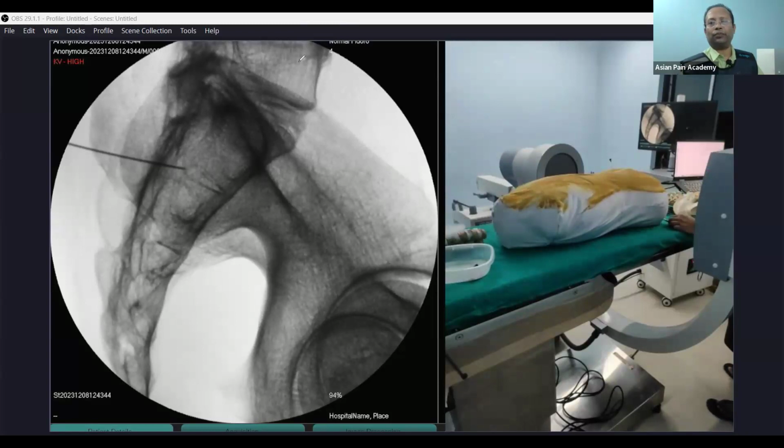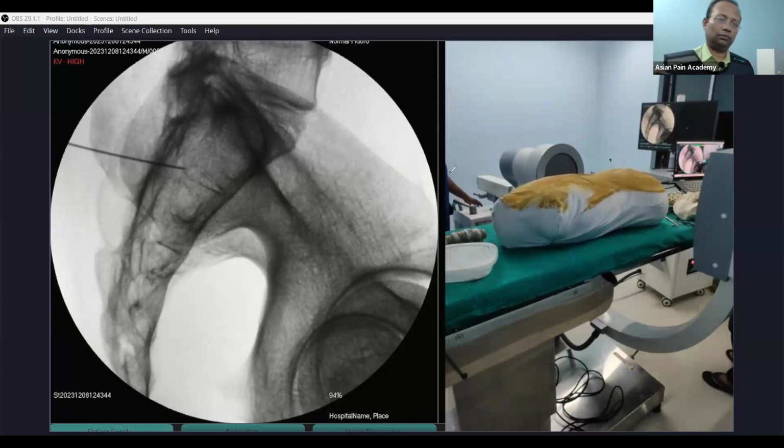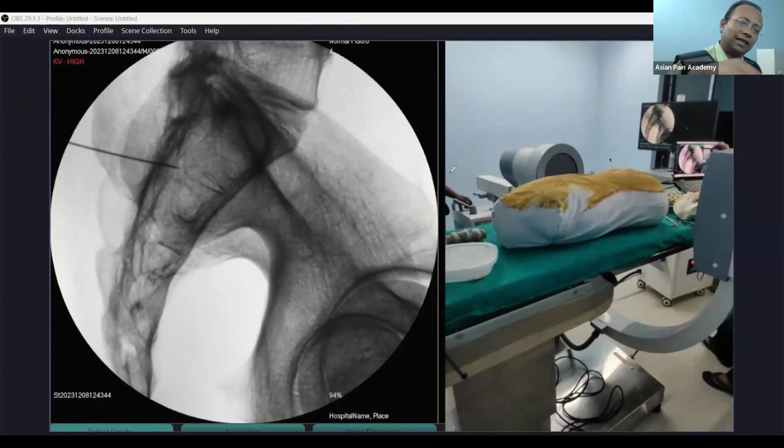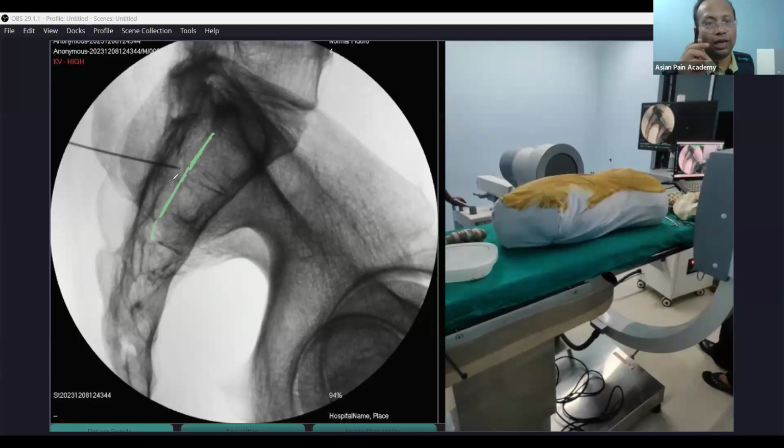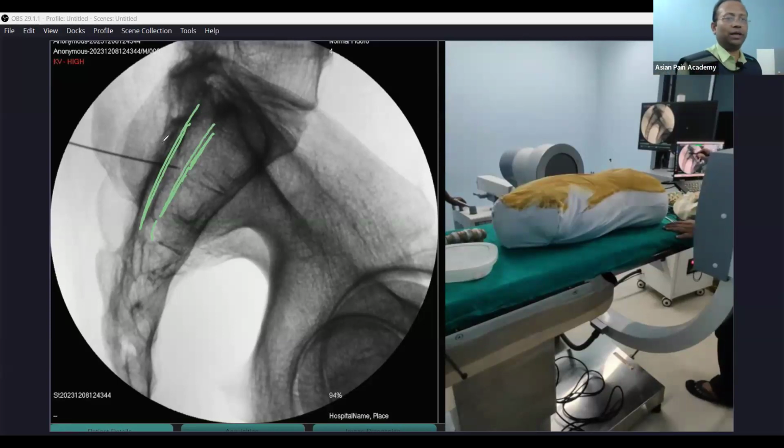Okay, so shoot once. So this is the right area. If you see a very nice true lateral view, then you can see that this is the posterior sacral plate, this is the anterior sacral plate, and your needle should be in between. So this is the complete epidural space only.